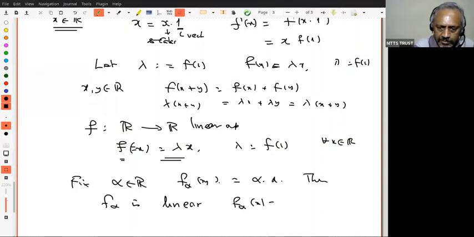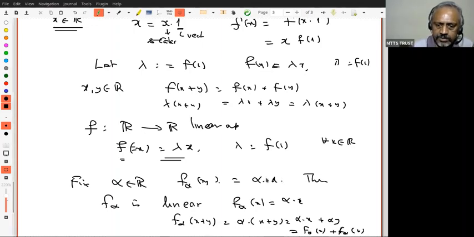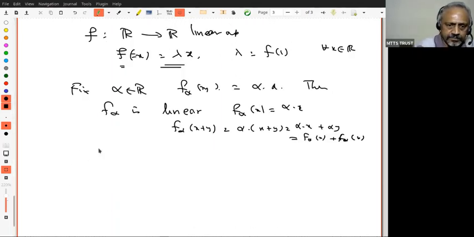What is f alpha of x? It is alpha dot x. Therefore, f alpha of x plus y will be alpha times x plus y. The distributive law will give me alpha dot x plus alpha dot y, which is f alpha of x plus f alpha of y. Therefore, f alpha respects addition.